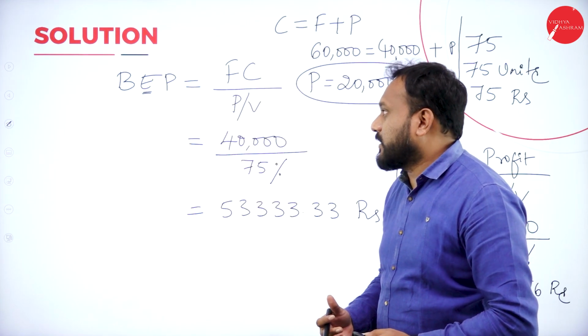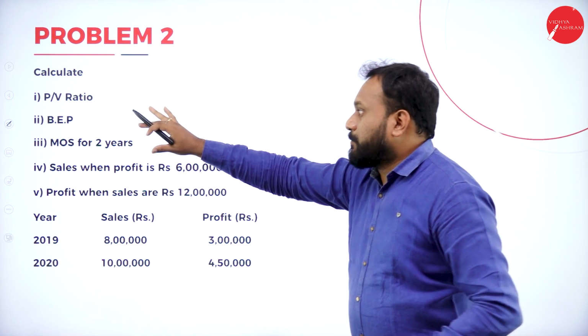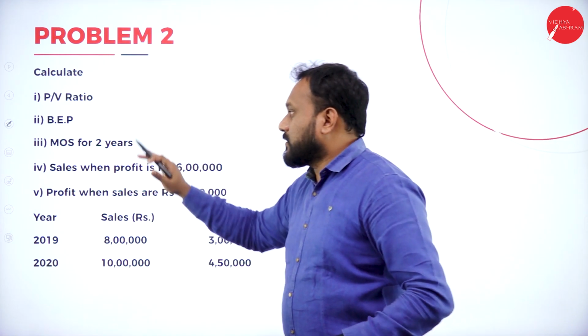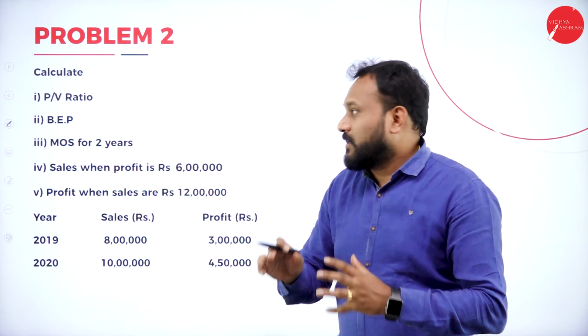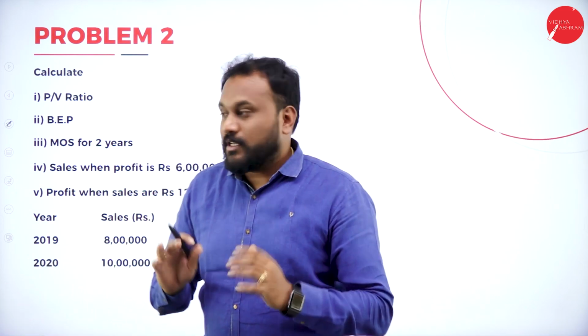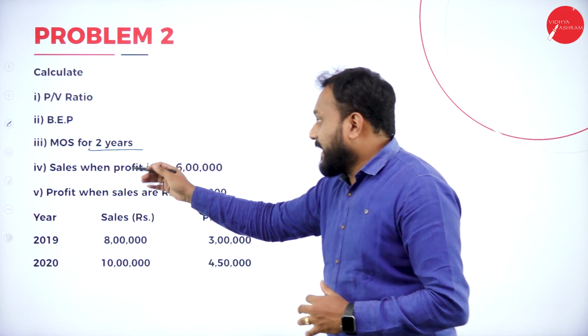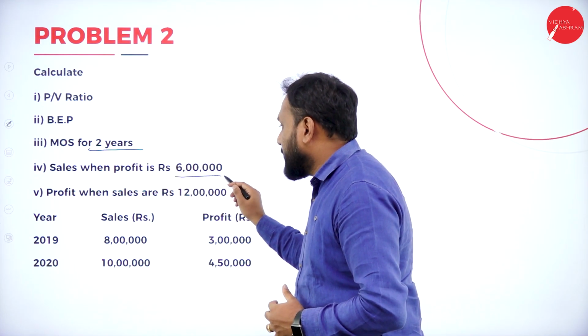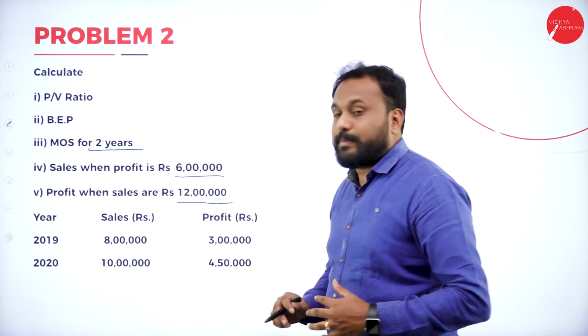Next, let's go with one more problem. That is problem number 2. Now again, calculate PV ratio, BEP, MOS for 2 years. See, now there is a twist. Earlier it was only MOS for 1 year. Now here they have given 2 years. Next, sales when profit is 6 lakh and profit when sales are 12 lakh rupees.